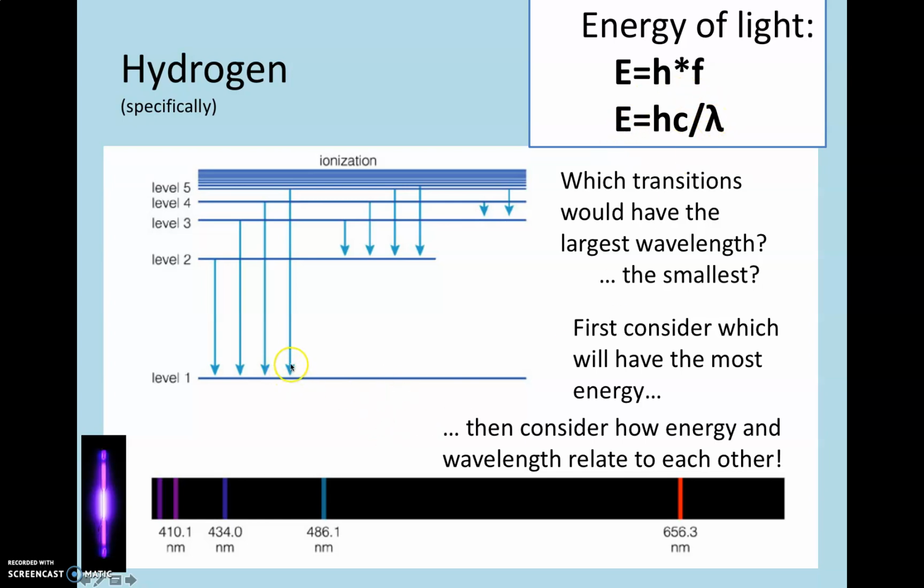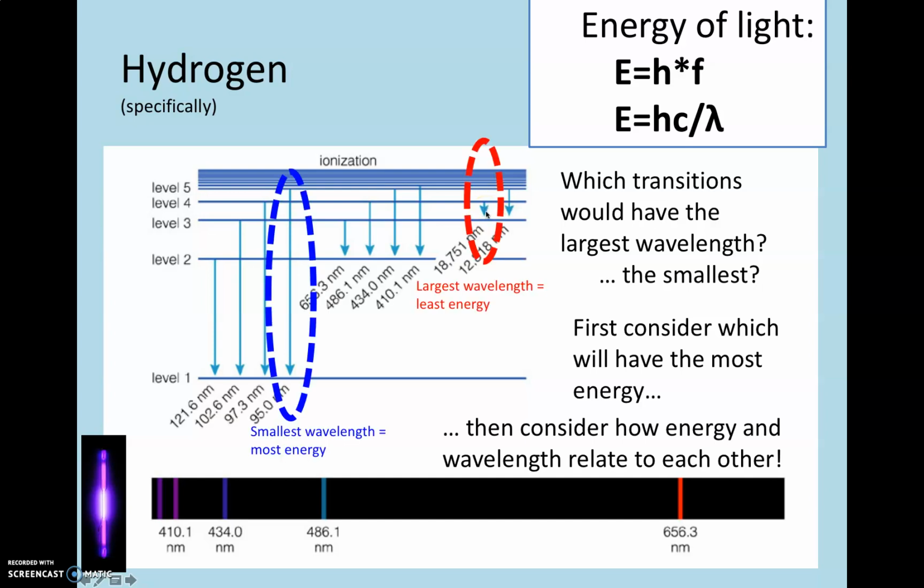So if this has the most energy, that means it would have the opposite of wavelength, the smallest wavelength. Biggest energy, smallest wavelength. So this would be the smallest wavelength, and that means the largest wavelength would be the one that had the least energy, this little tiny transition. Let's see if I'm right. Oh, I am right. Oh, cool.